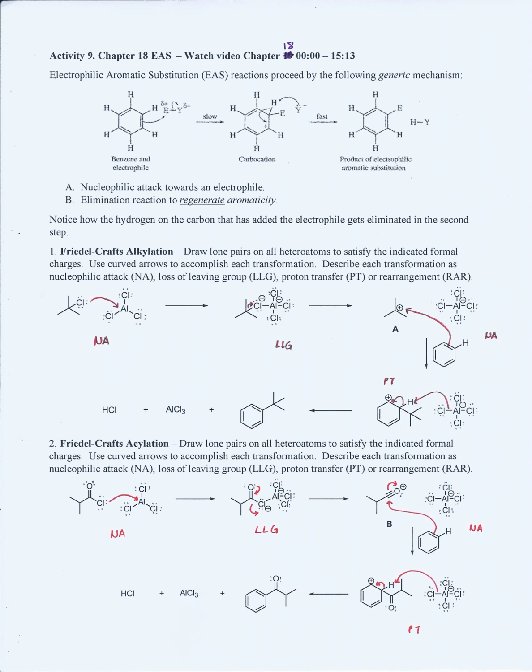Again, the pi bond on the benzene ring will act as the nucleophile and will attack the carbocation. Remember that the attack will occur onto the carbon and not the positively charged oxygen. Finally, AlCl4 will be used to deprotonate the hydrogen to restore aromaticity. So, same as the first one, you have a nucleophilic attack for the first step, loss of leaving group for the second, nucleophilic attack for the third, and proton transfer for the final.